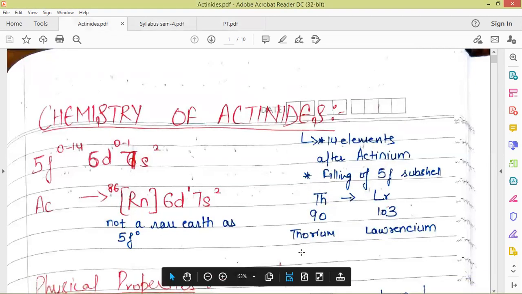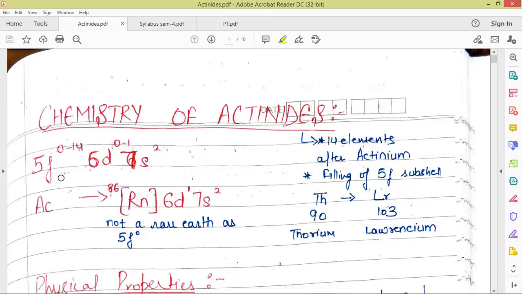So let's get to the notes. Here this is the general electronic configuration for actinides. Its general electronic configuration is 5f0 to 14, 6d0 to 1, and 7s2. There are always 2 electrons in the 7s subshell. In 6d it can be 0 or 1, and in 5f it is going to be 0 to 14, according to the atomic number of the actinides.